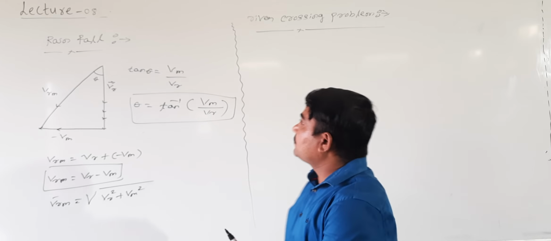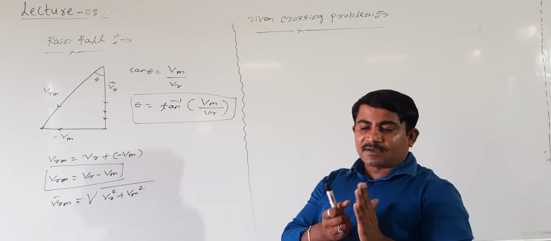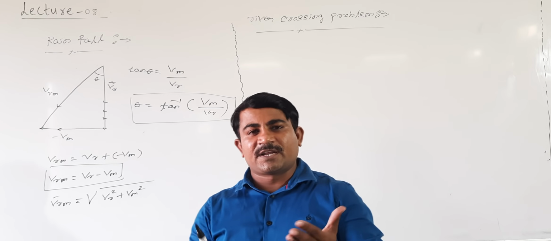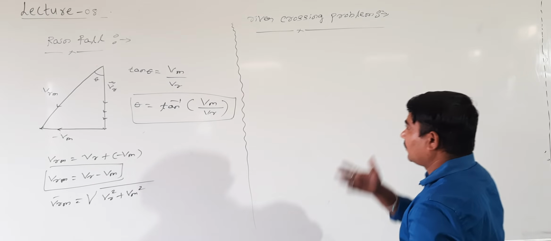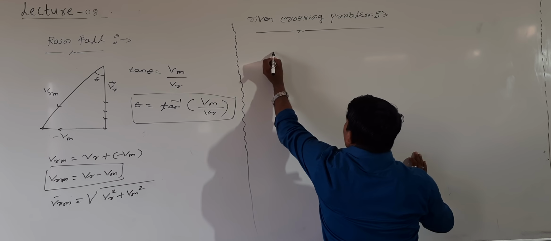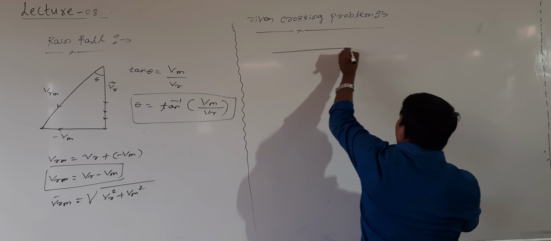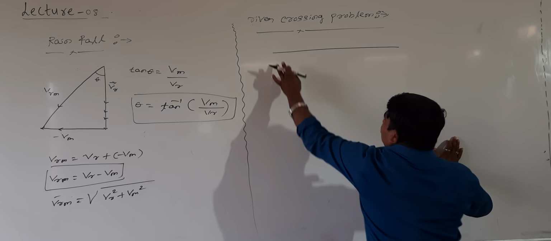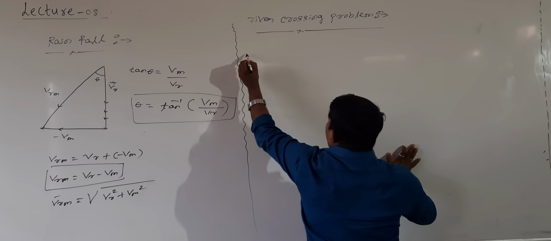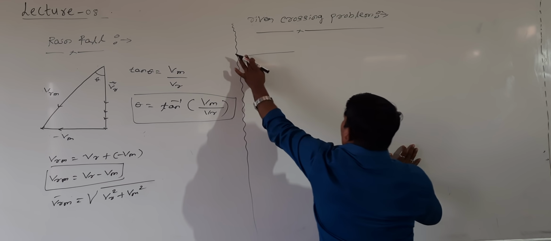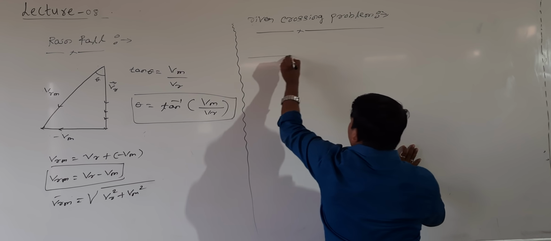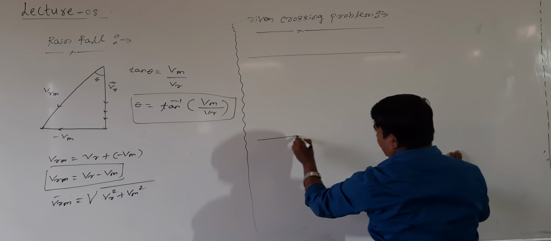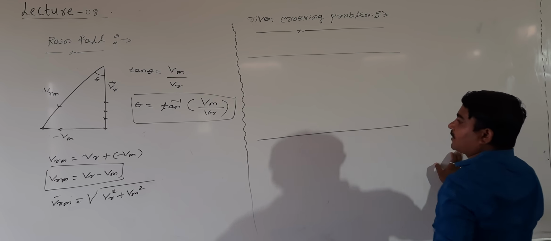To understand the river crossing problem, consider, students, the river is flowing in one direction. Shall I take the river and the width of the river? Look at me. This is nothing but the river. The river flows in this direction. Are you following? In this direction the river can flow.